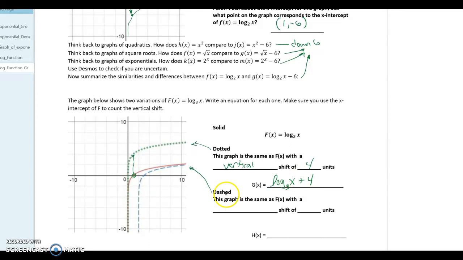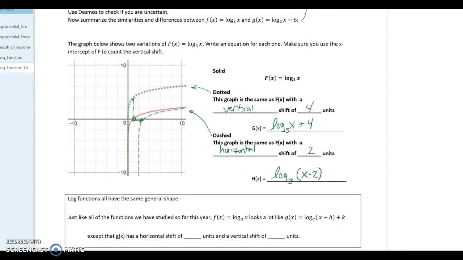The dashed one, though, does look like I moved it to the right 2. It doesn't look like I moved it up or down at all. I just moved it to the right 2 right there. So again, if I move it to the left or right, we're going to put it in the parentheses, but as the opposite. So this graph is the same as the original graph, the red one, with a horizontal shift of, it looks like again, 2 units according to the scale. So writing that equation, I'd say it's log base 3, and because I moved it horizontally, I'm going to put it in the parentheses, but as its opposite.